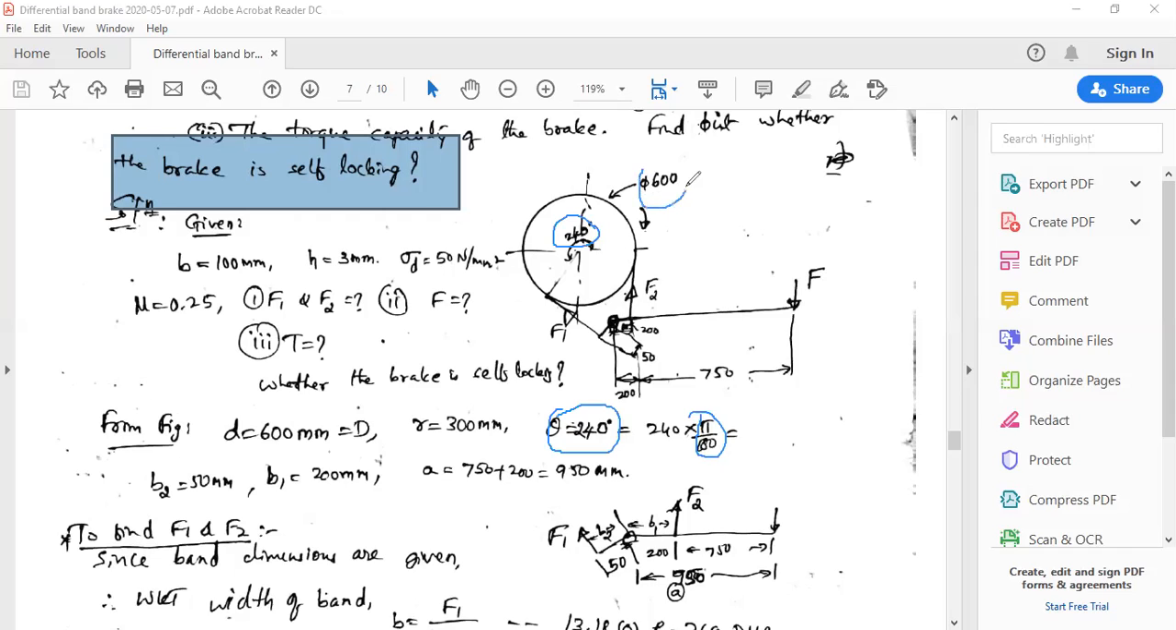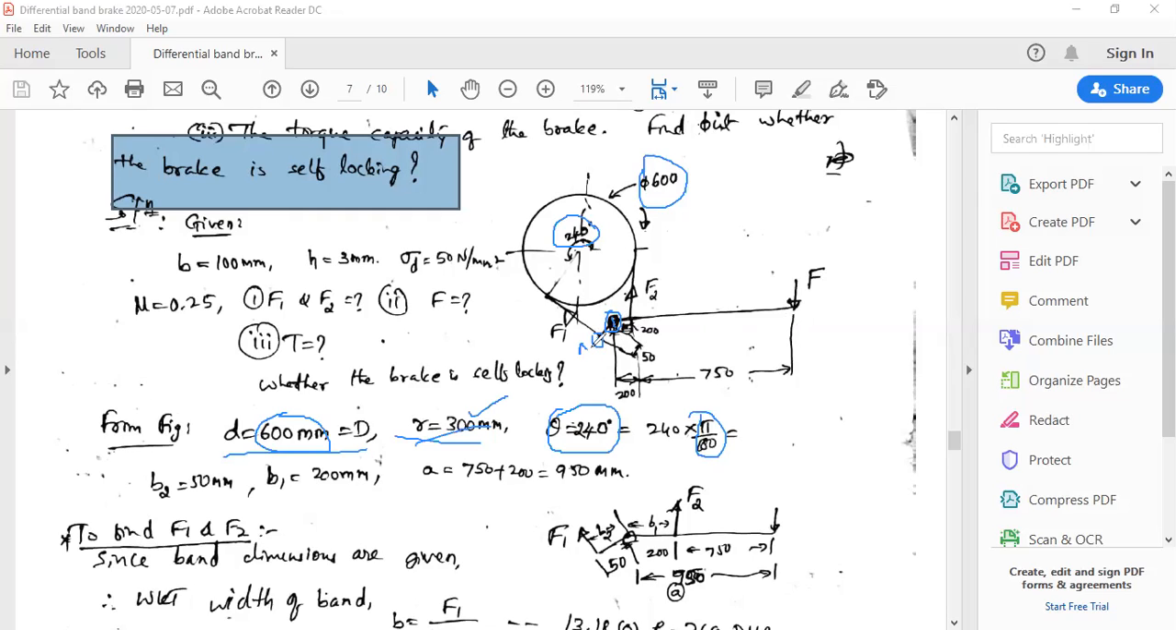There is also a diameter of the pulley indicated here, denoted by capital D or small d. The diameter of the pulley or the brake drum is 600 mm, so the radius, half of that, is 300 mm. Next, the distances of the ends of the band from the fulcrum point are also given. From this fulcrum pin, usually these points are written as A, this is O, this is B and this point as C.